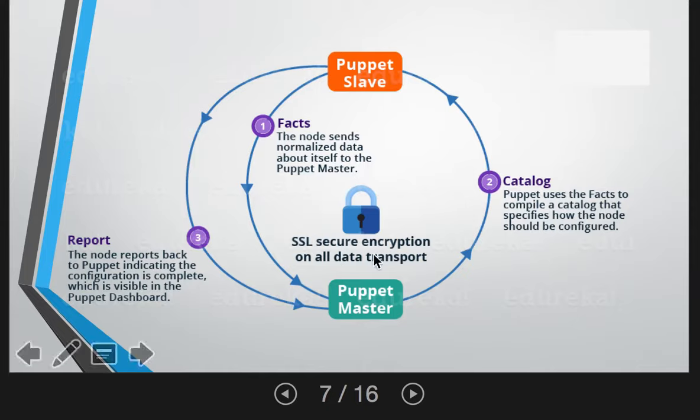Once SSL is established between Puppet master and slave, the slave sends the facts to the master. Facts include information about the slave system, like IP address or operating system and so on. Using that information, the Puppet master decides what configurations are to be done on the slave, and so it sends a catalog containing the configuration data. Once a configuration is done, the Puppet slave sends back a report to the Puppet master indicating the configuration is complete.